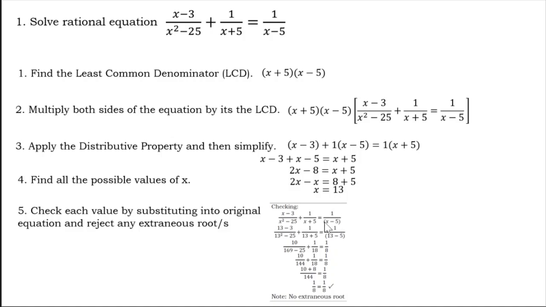Then, this one, 1 over x minus 5. So, 1 over 13 minus 5. That's 8. Then, 10 over 144 plus 1 over 18, equals 1 over 8. Then, finding the LCD, 10 plus 8 over 144 equals 1 over 8. Then, 1 over 8. So, there's no extraneous root. So, our solution is correct.